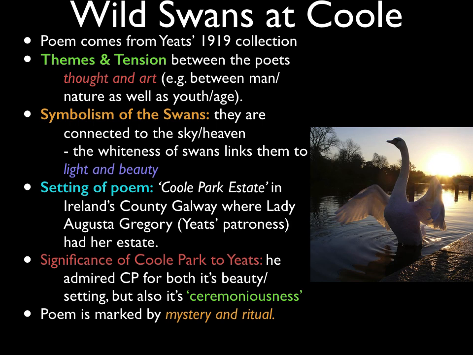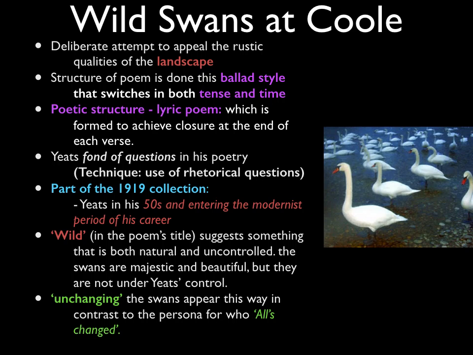The significance of Coole Park to Yeats is worthy of consideration. He admired Coole Park for both its beauty and setting, but also the ceremoniousness. And that's a beautiful word to look at here, that in fact the daily realities, the beauty that surrounded Coole Park provided Yeats with a rich consideration of the ceremony of life, the interconnectedness of the symbols of life, the swans, the human existence, the rural beauty of Coole Park, and the way in which all these factors came together as if to be a ceremony of beauty. The poem is marked by both mystery and ritual, and that will be subsequently discussed in further detail. The Wild Swans at Coole represents a deliberate attempt to appeal to rustic qualities of the landscape.